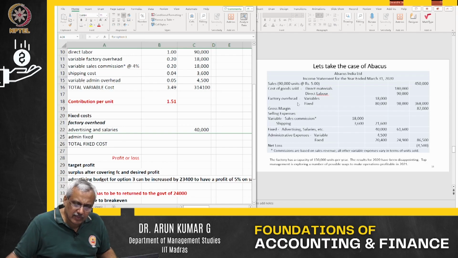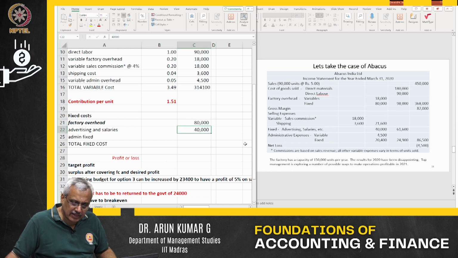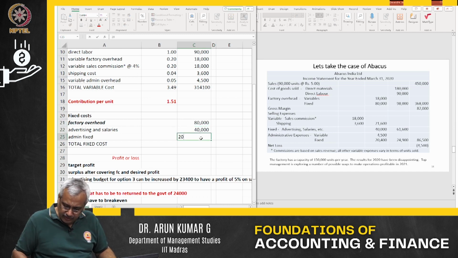Then I have my factory overhead and fixed admin. My fixed factory overhead is about 80,000. My fixed admin is about 20,400. So ultimately, my total fixed cost is going to be this plus this out here. So that's going to be 1,40,400.